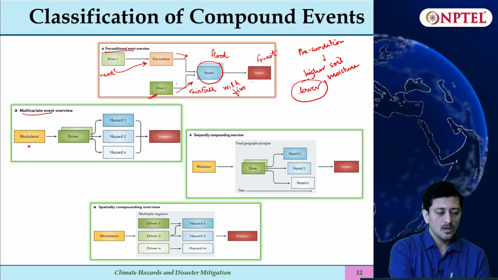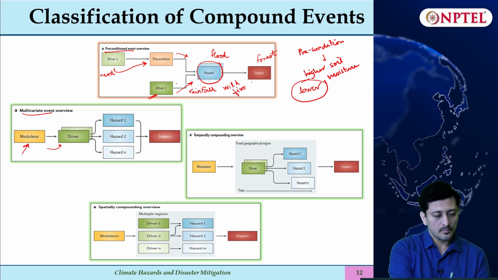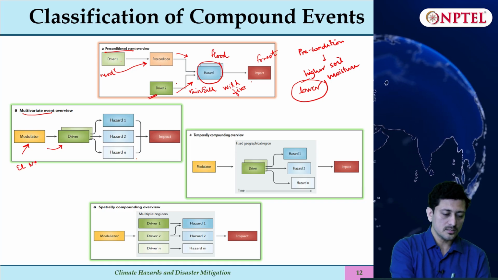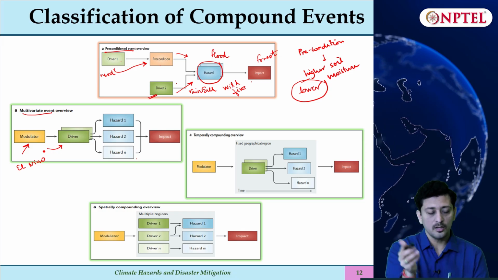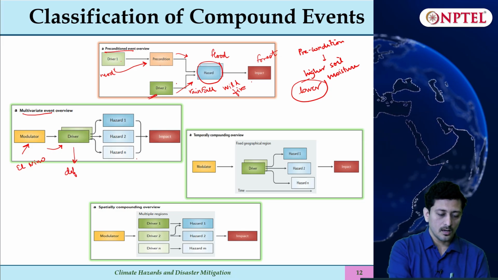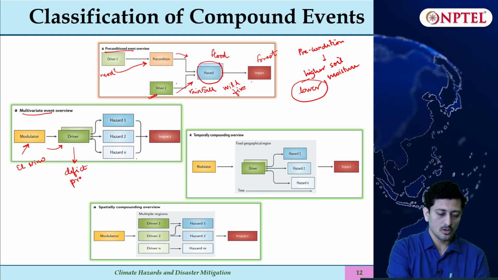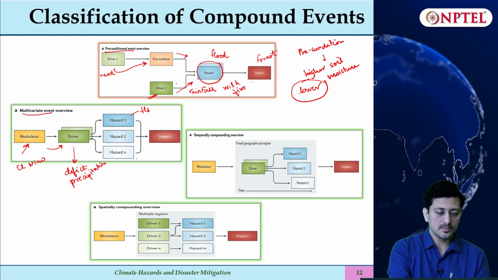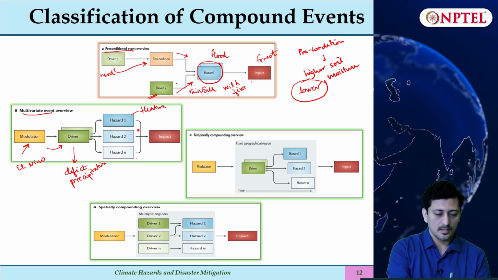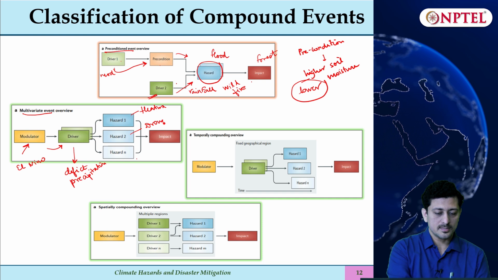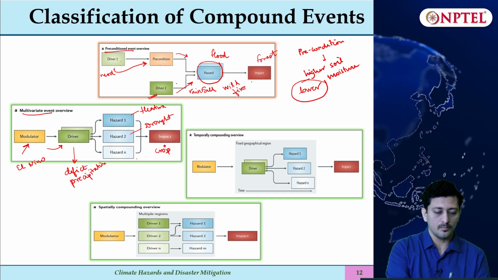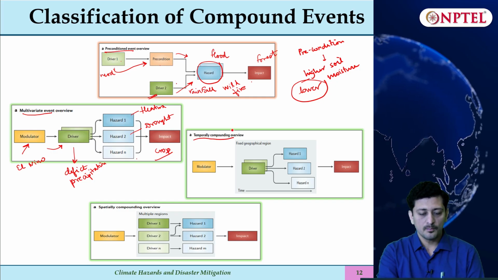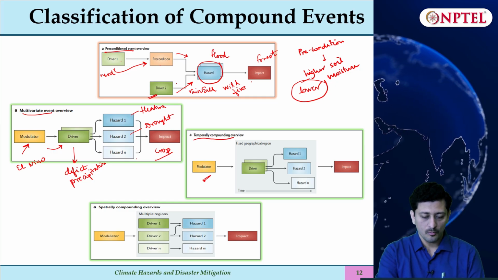Next is a multivariate event, where there is a modulator. It will push the driver, and that can cause multiple hazards. For example, if there is El Nino as a modulator, then what will El Nino do? El Nino will result in deficit precipitation or drier conditions, and that can result in heat waves at some location. Then it can result in drought. So there can be simultaneous heat wave and drought, and then they can impact the crop systems globally or regionally, depending upon the impact.